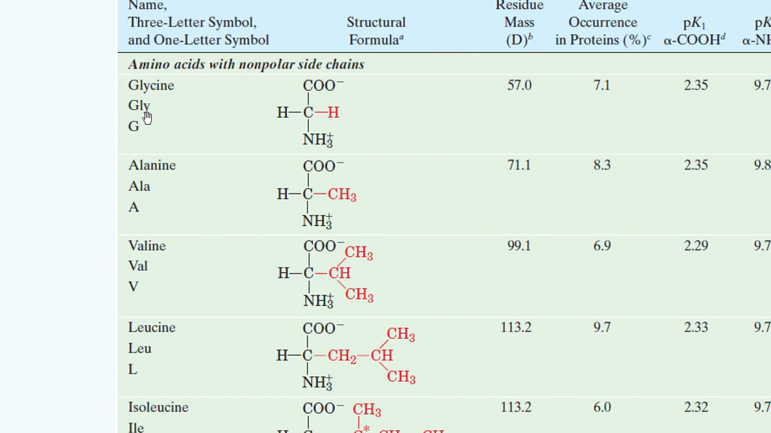Glycine is abbreviated by the three-letter code GLY, and the single letter code is G. Glycine is the simplest amino acid. It contains a hydrogen atom as its side chain, or the so-called R group. Here you can see that this carbon is not a chiral carbon, so glycine is the only amino acid which is not chiral. All other amino acids contain a chiral carbon. So glycine is the simplest amino acid, having a hydrogen atom as its side chain.